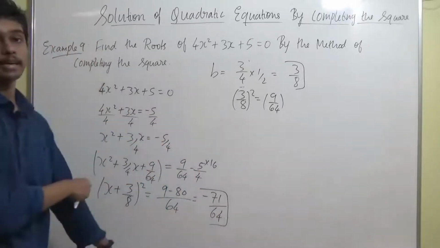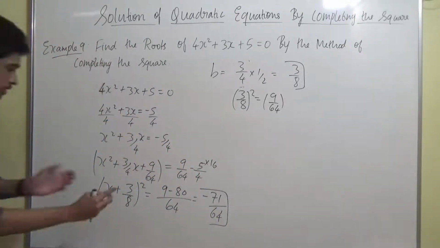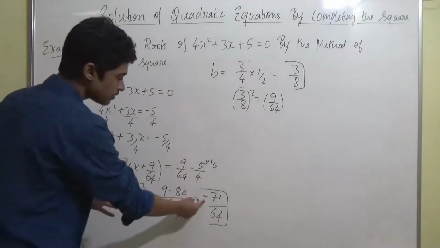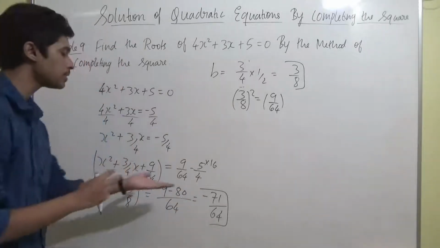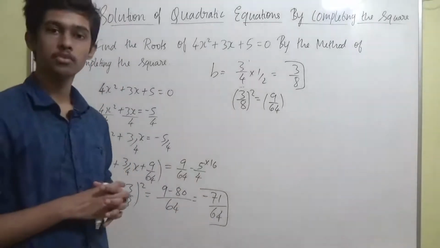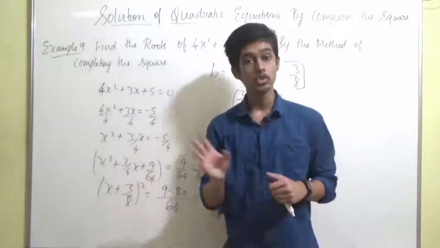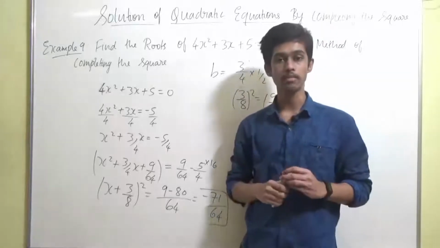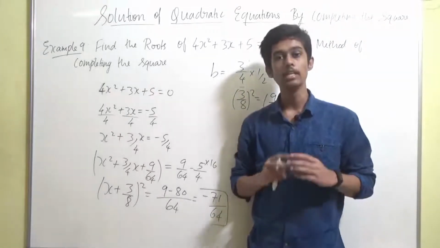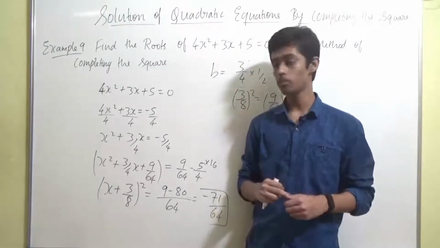Now if you see here guys, there's a catch here. So this is a square and here you are getting the square of a term as minus 71 by 64. Is it possible? No, it's not possible. The square of any number is going to be positive, right? As you have learnt in your lower classes, the square of any number is going to be positive.